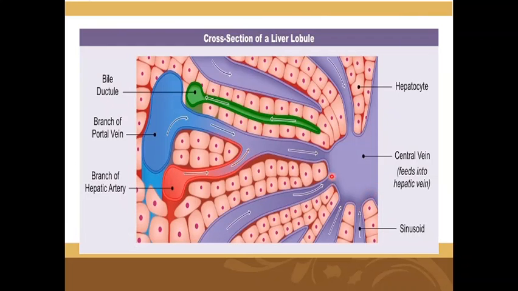Here you can see the hepatocytes and the sinusoid. Here you can see a waving margin, and this shows that the cells are present in the sinusoid, and these are known as the sinusoidal cells. These are the hepatocytes.